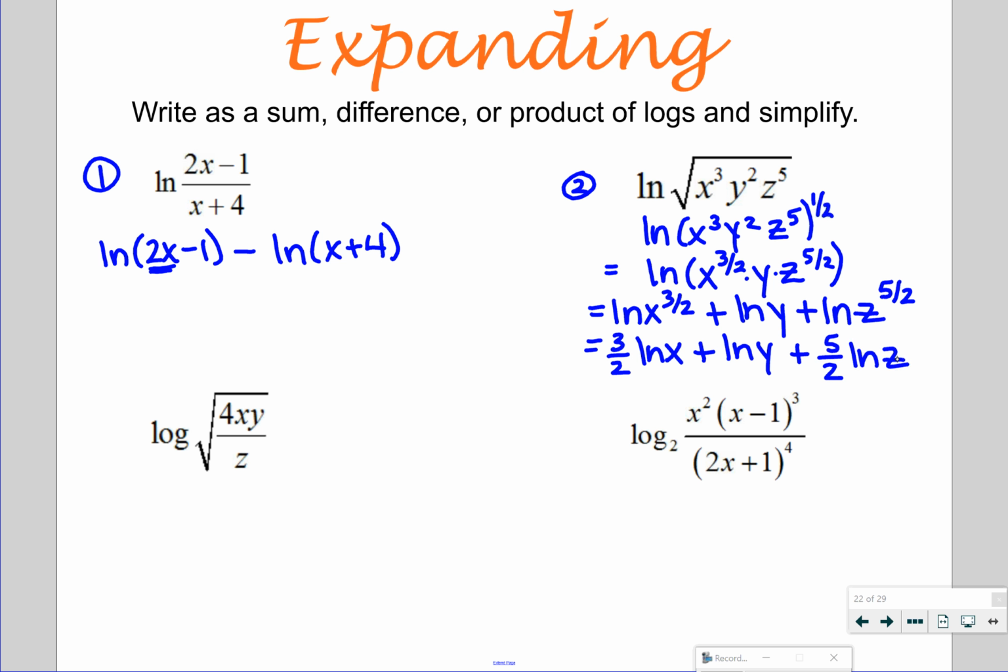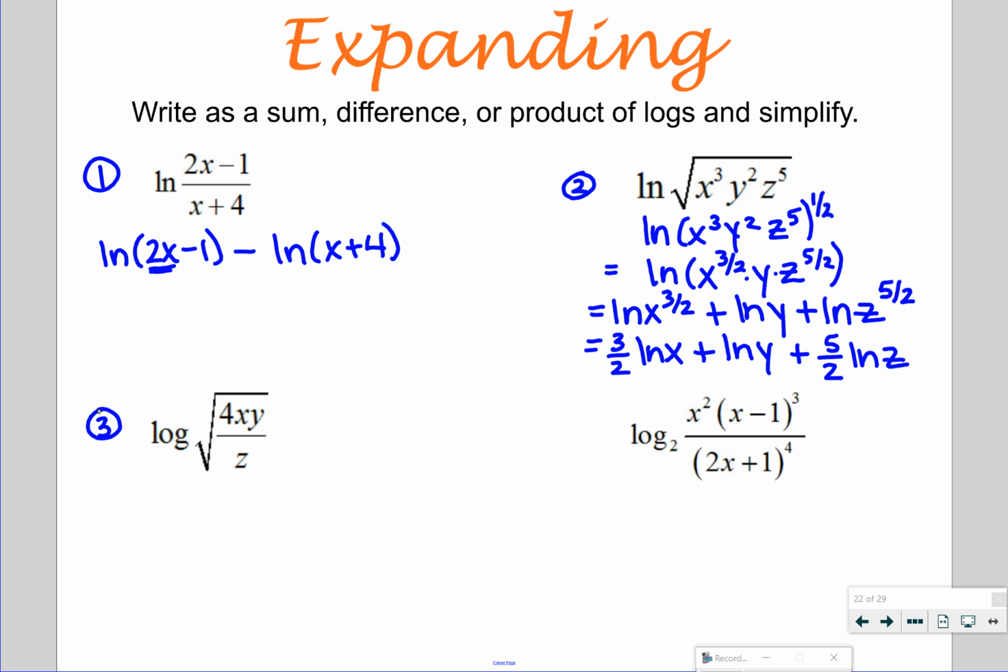So you notice we're doing these things in the opposite order from what we did with our condensing problems. The very last thing we're doing in these problems is bringing those exponents down, versus when we were condensing, the very first thing we did was bring that exponent up. So these are just the opposite order of one another. They're kind of like inverses.